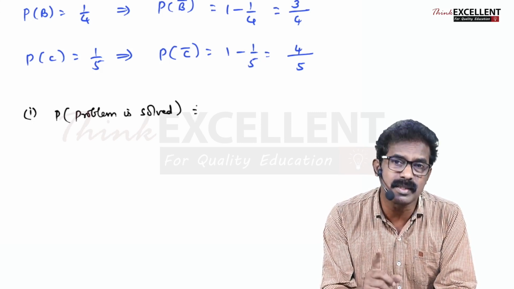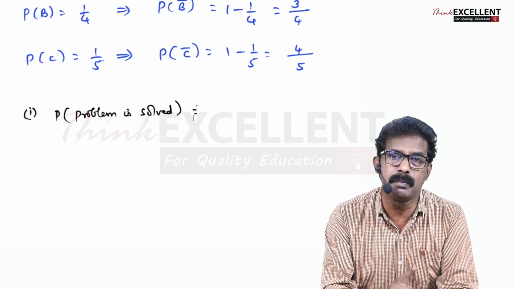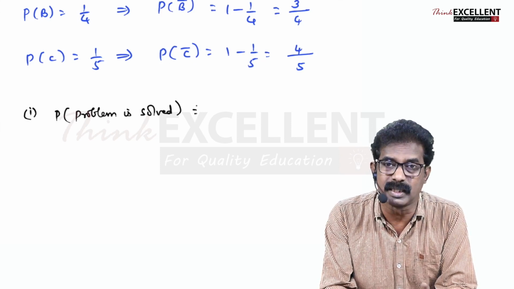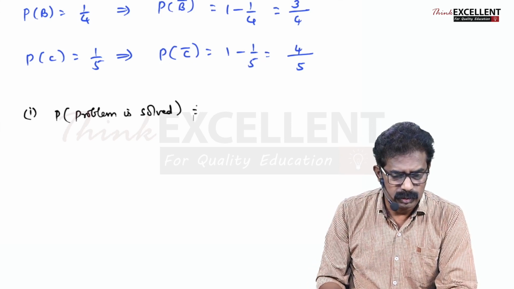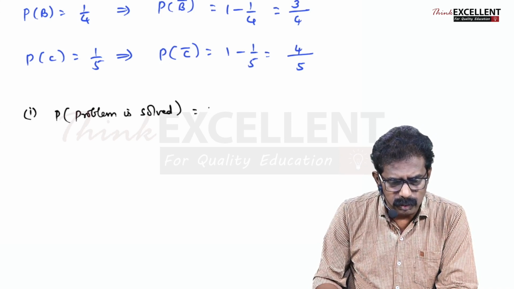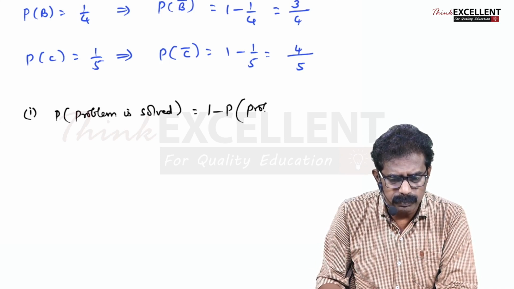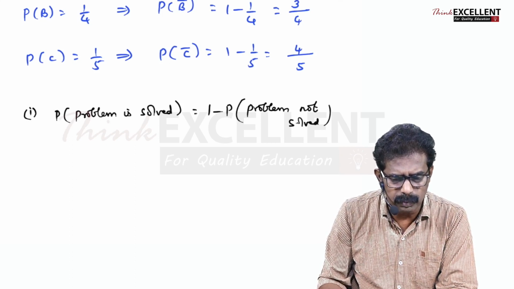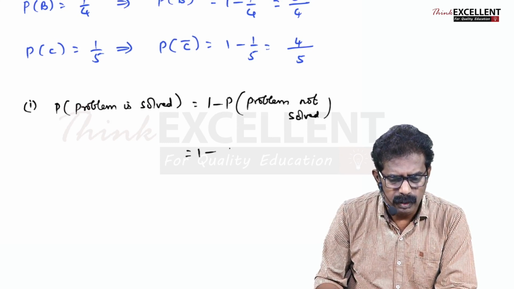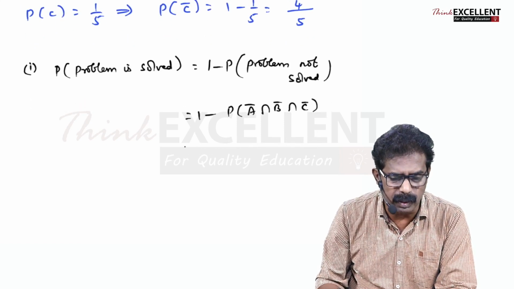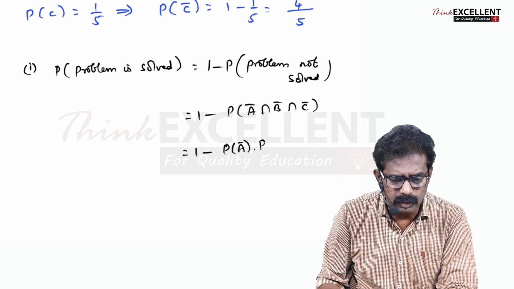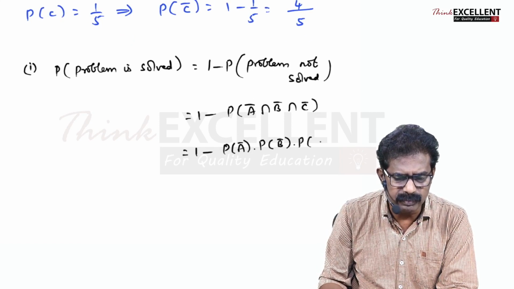Problem not solved means just a single case: A does not solve the problem and B does not solve the problem and C does not solve the problem. And means intersection, multiplication, right? So probability that the problem is solved is equal to 1 minus probability that the problem is not solved. That is 1 minus probability that A does not solve and B does not solve and C does not solve the problem. That is 1 minus, everything is independent, so you can write it as P of A bar into P of B bar into P of C bar.